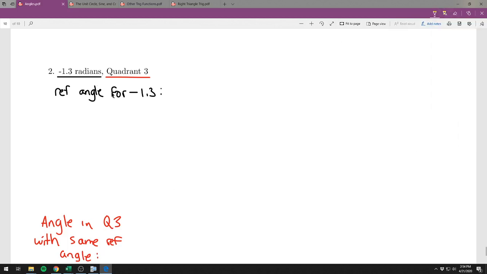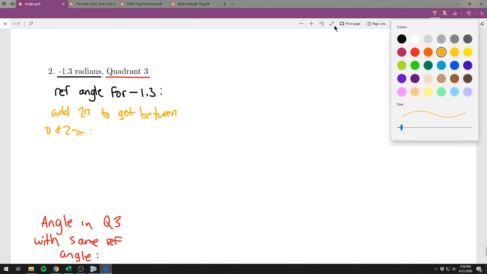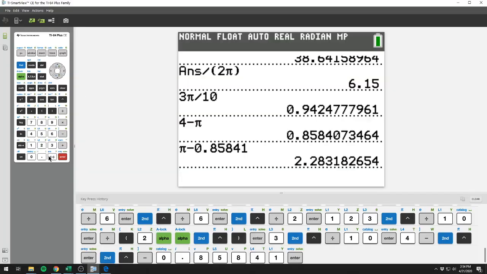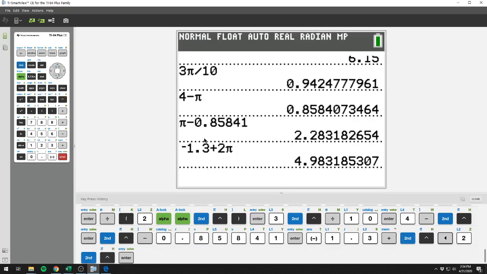All right, so like I mentioned, this is negative. It's not between 0 and 2 pi. What we have to do to get it between 0 and 2 pi is add 2 pi, because it's too small, it's negative. So negative 1.3 plus 2 pi. Once again, you're using your calculator, but you want to use 2 pi. You do not use that 6.28 number. You have to use the pi.